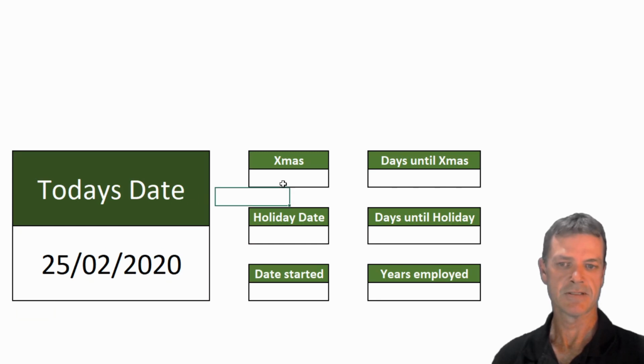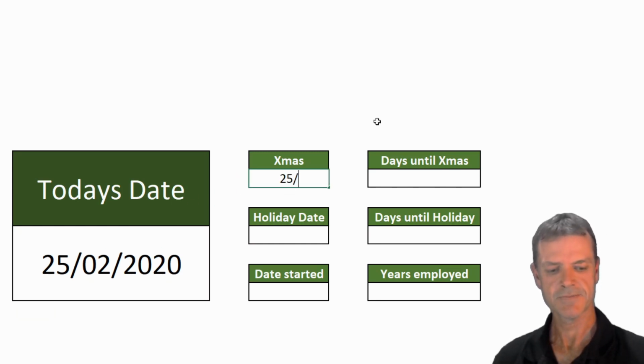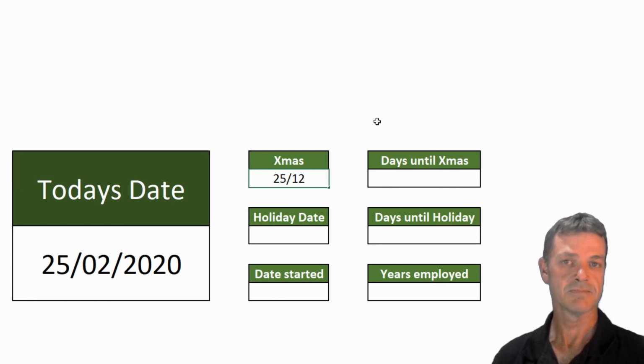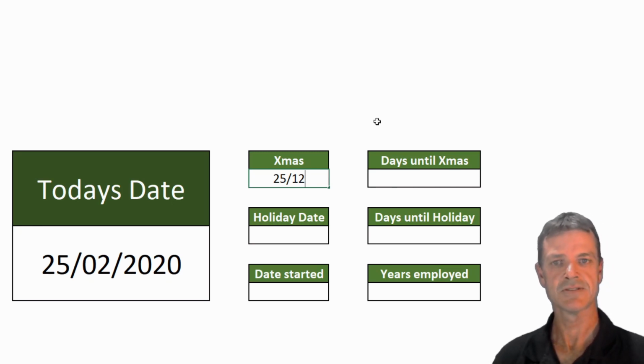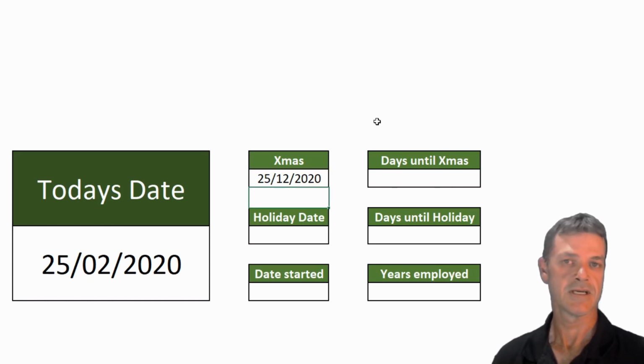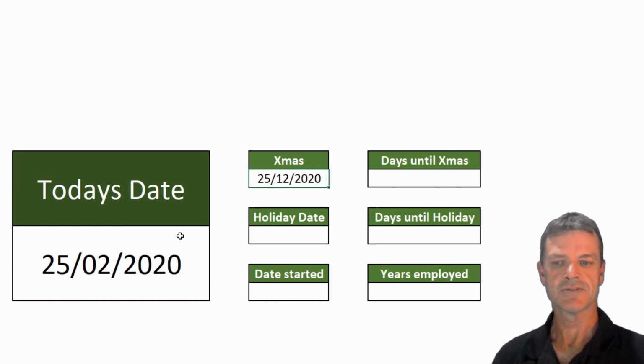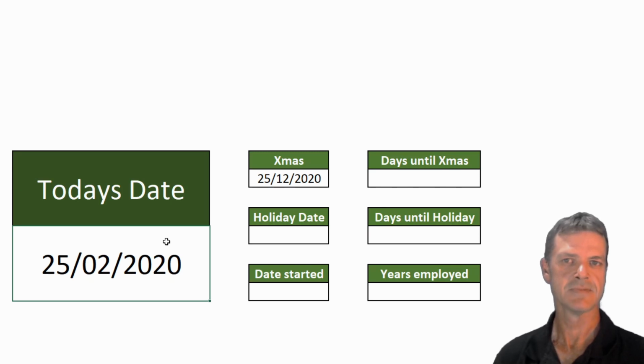Now let's put in this cell here Christmas. Another little tip, if it's this current year, don't put the year on it. If you're doing a lot of date entries, it's going to save you a fair bit of time. Excel automatically adds the current year. The only time you put a year on is if it's not this year. So let's go 25/12, enter that. So it's added 2020. Okay, so if I actually asked you, from today until Christmas, looking at those dates, how many days are left?